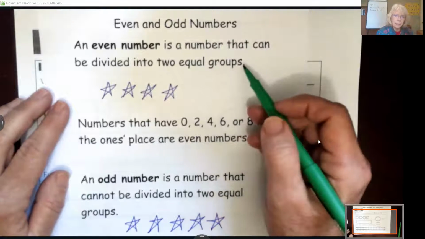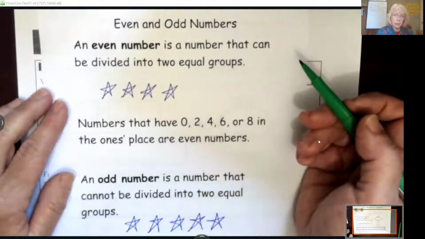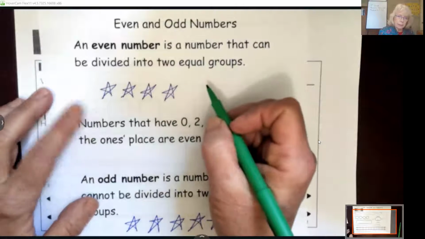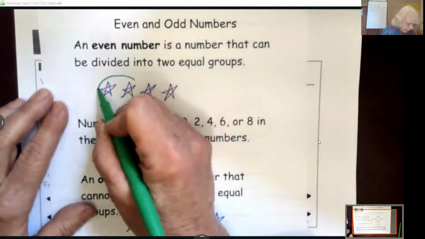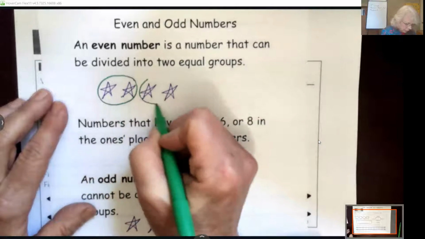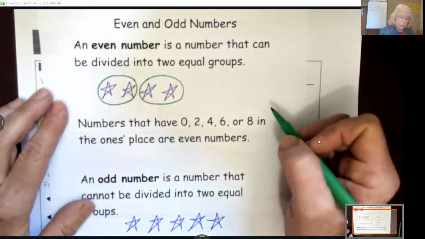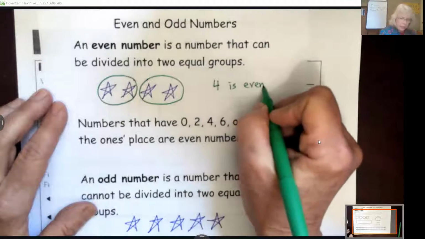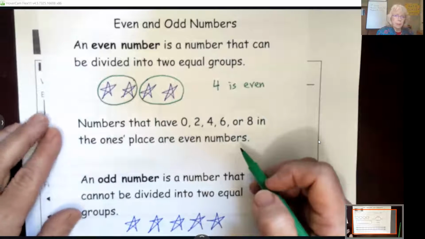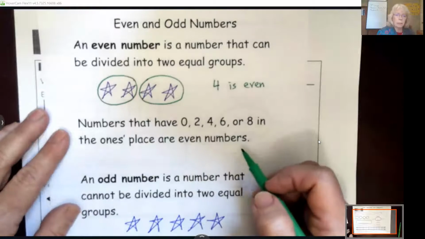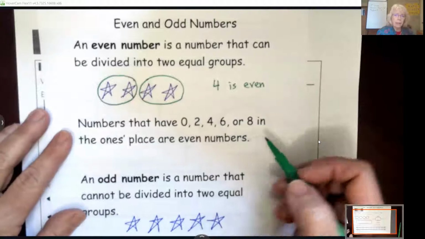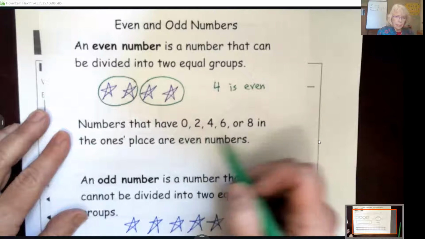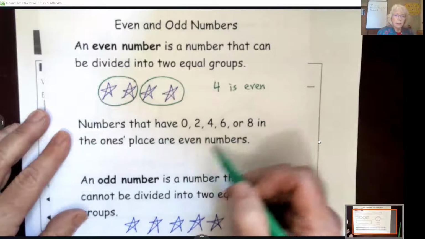An even number is a number that can be divided into 2 equal groups. So this is the number 4, represented as 4 stars, and it can be divided into 2 groups with 2 stars in each one. So 4 is even. And as you learn more about numbers and how they work, you learn that numbers that have any of these digits, 0, 2, 4, 6, or 8 in the ones place are even numbers.